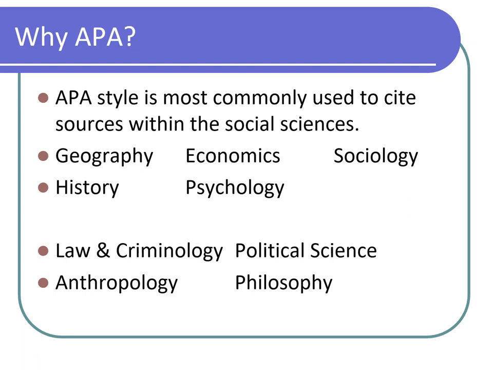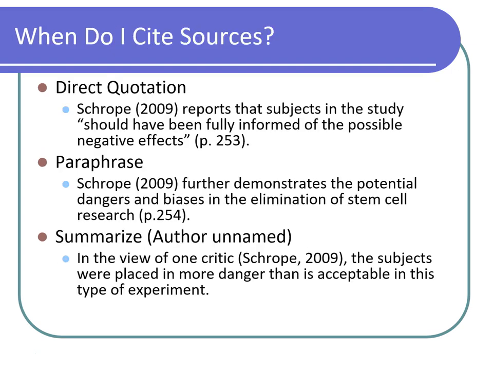So why do we even use APA? Why don't we use a different style that we're used to? Maybe some of you haven't written in the APA format. Well, APA style is most commonly used to cite sources within the social sciences. You're talking about topics like geography, history, economics, psychology, sociology, political science, anthropology, philosophy, and also criminal law and criminology. So we fall underneath that umbrella, and that is one of the reasons that we use APA.